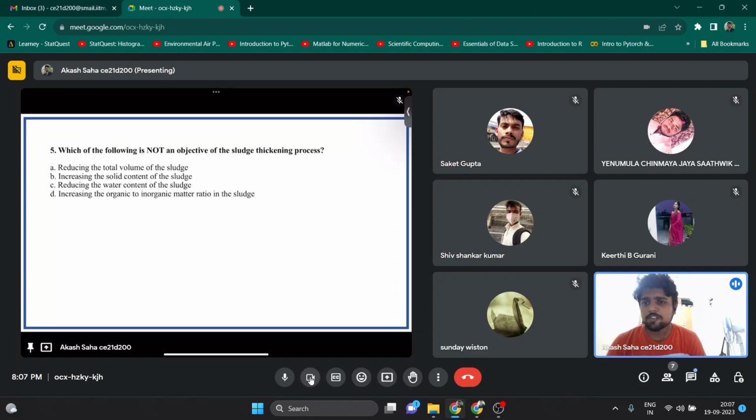Next, which of the following is not an objective in sludge thickening? The options are: reducing the total volume of sludge, increasing the solid content, reducing the water content, increasing the organic to inorganic matter ratio. So which is not an objective?